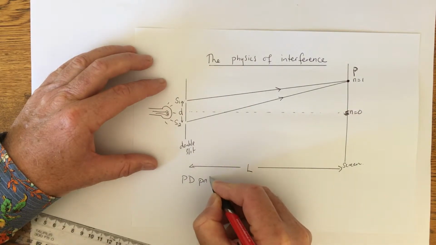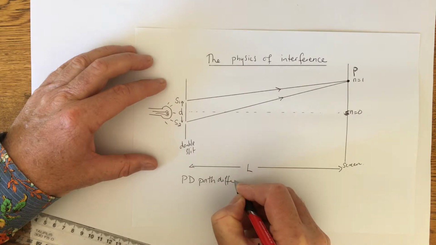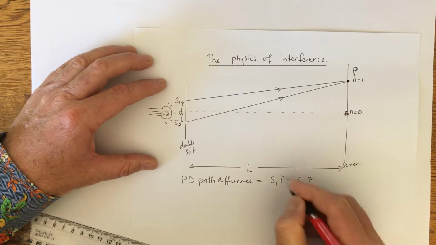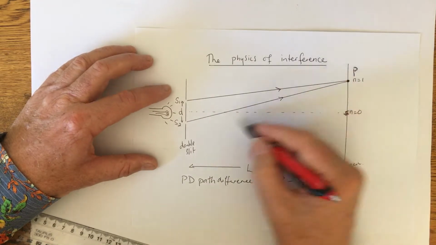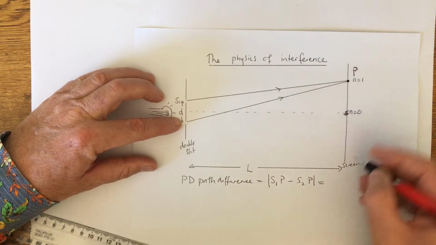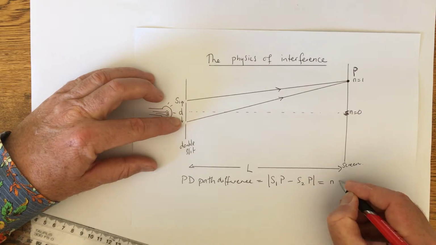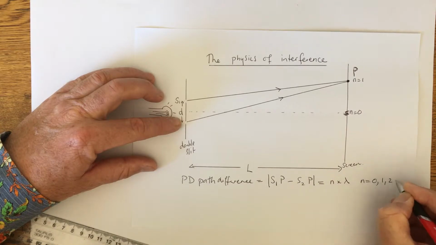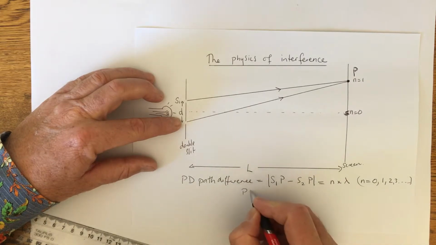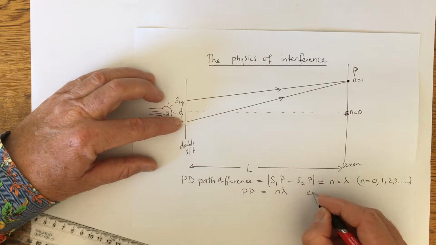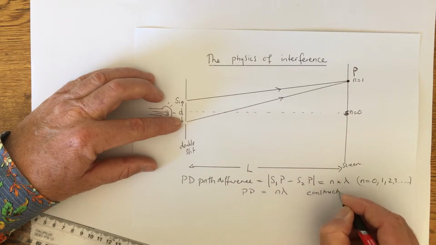So path difference is equal to S1P minus S2P. This is absolute, of course. So the difference between the distances is the path difference. And in the earlier explanation, this is equal to n times the wavelength. It's a whole number, and n is equal to 0, 1, 2, 3, etc. Okay, so that's really important to know. So path difference, PD, is equal to n times lambda, which is the wavelength, and this is what we call constructive interference.